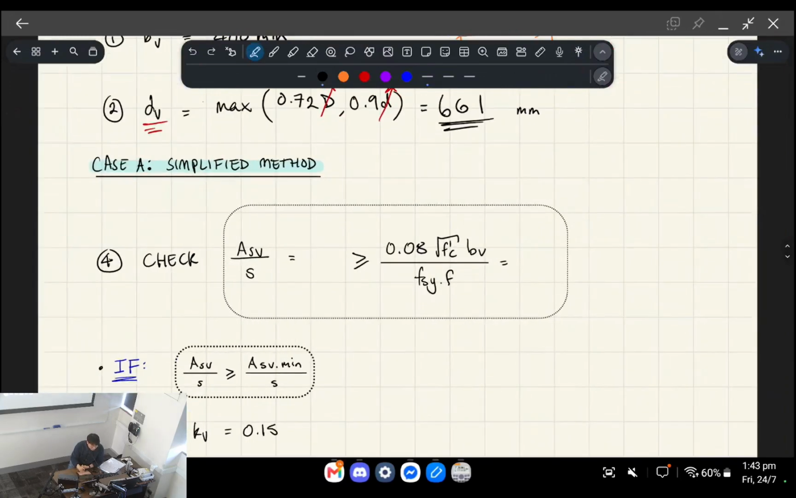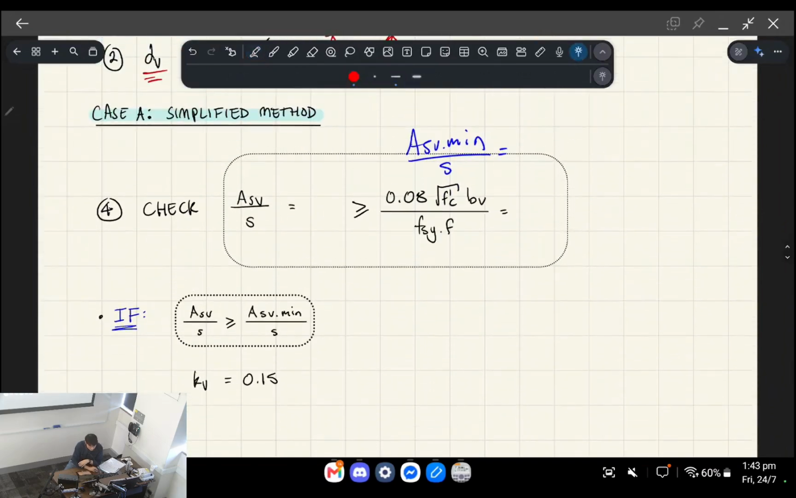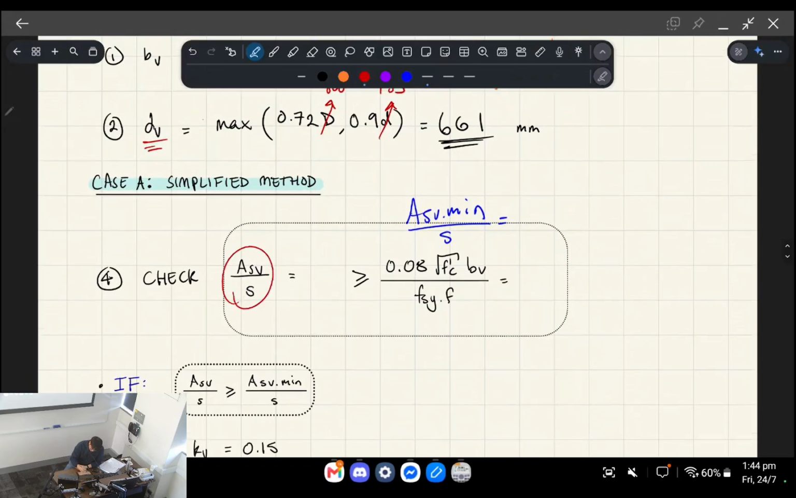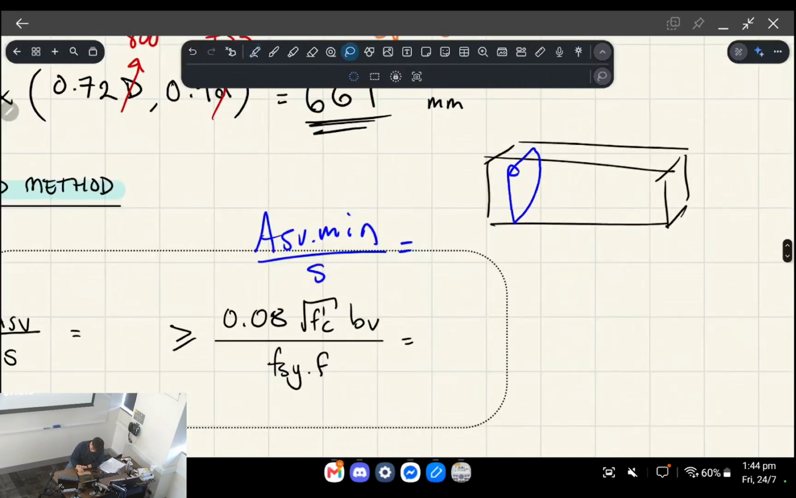In the simplified method, if you look at the left-hand screen, it says kV depends on if Asv on s is greater than Asv min on s, which has a formula. And that formula is what you can see here. So what does this actually mean? Let me just quickly draw a beam out. I've got a beam, something like this. And let's just say we've got some stirrups. I'm just going to duplicate that a few times.